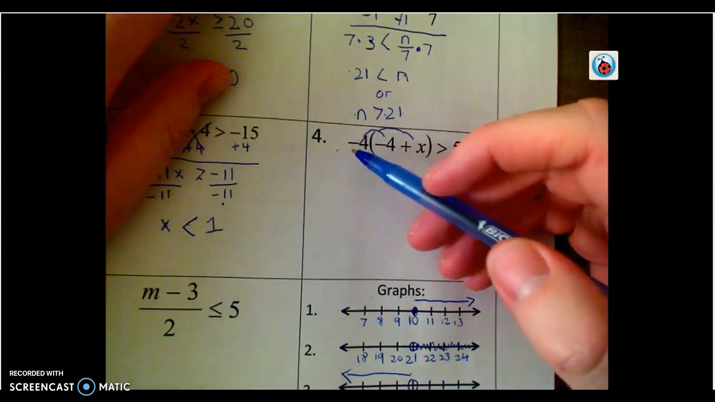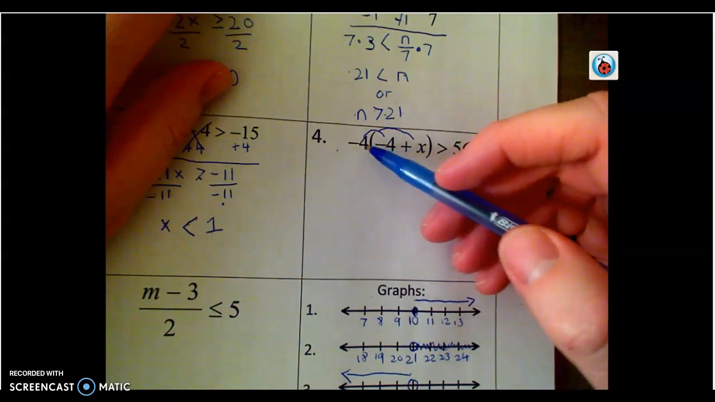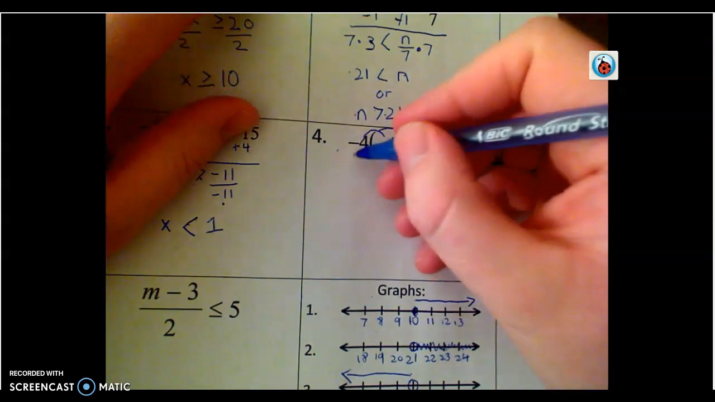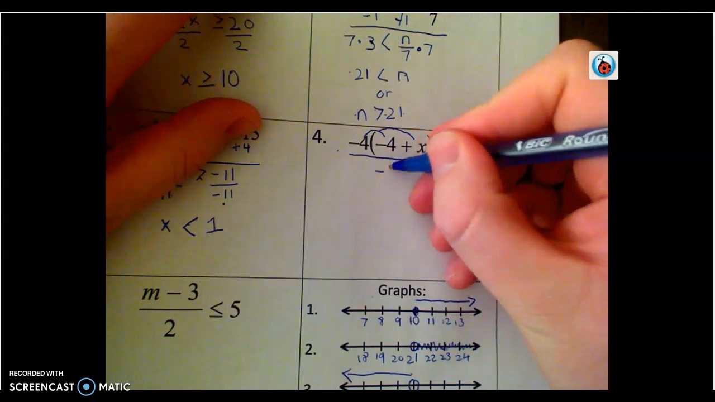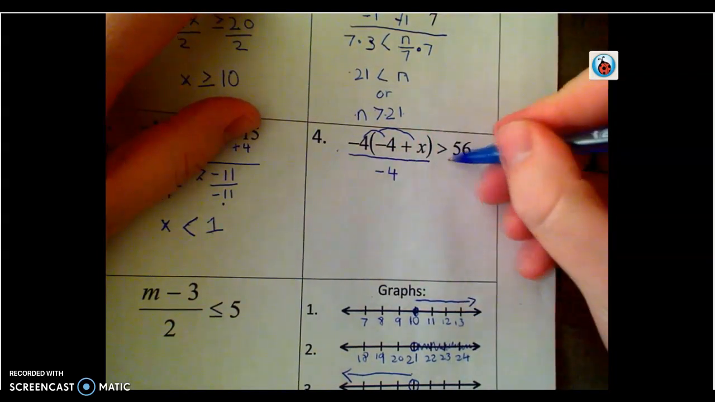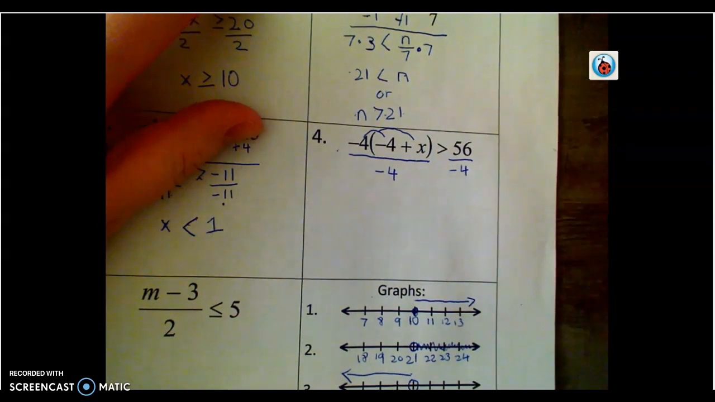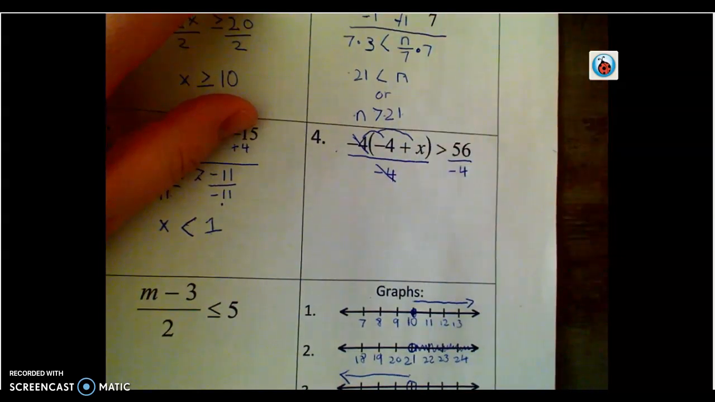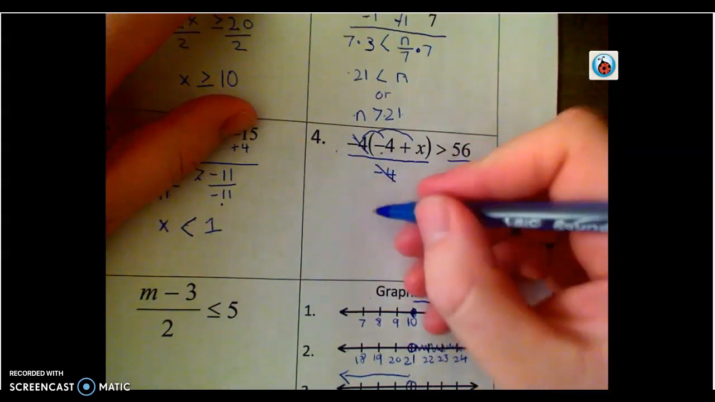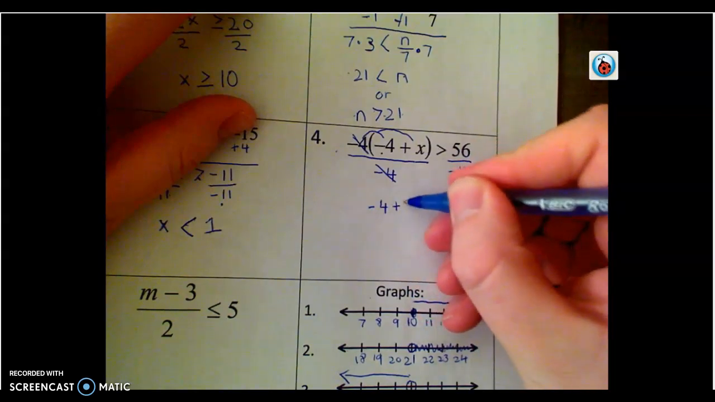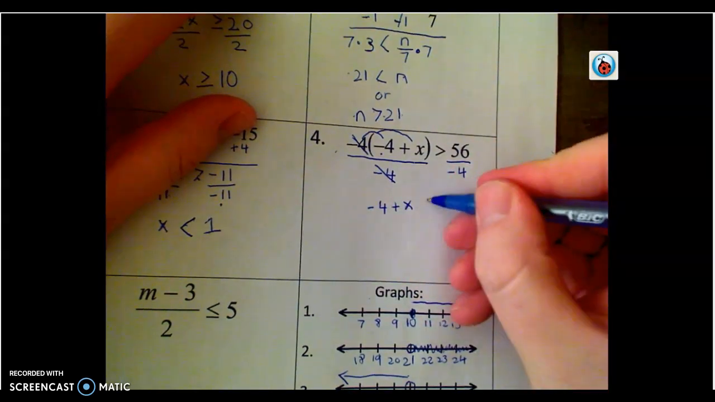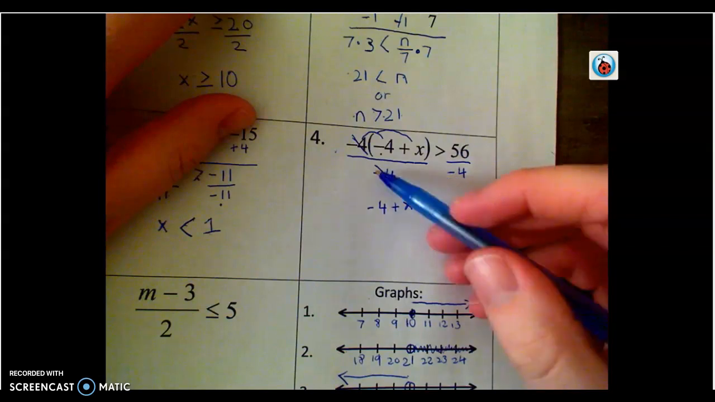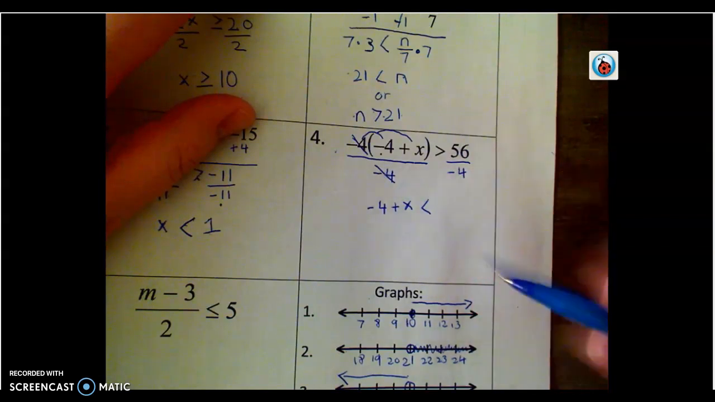The other option is to recognize that this is negative 4 times the quantity negative 4 plus x. So we could actually undo this whole thing by dividing by negative 4 to start. That's going to be the method that I choose to do, divide by negative 4. The reason we do that is it will make this negative 4 go away and this negative 4 go away. That way I'm left with negative 4 plus x is less than, we have to flip the sign because we divided by negative 4. Right? Anytime you divide or multiply by a negative, you need to flip it.